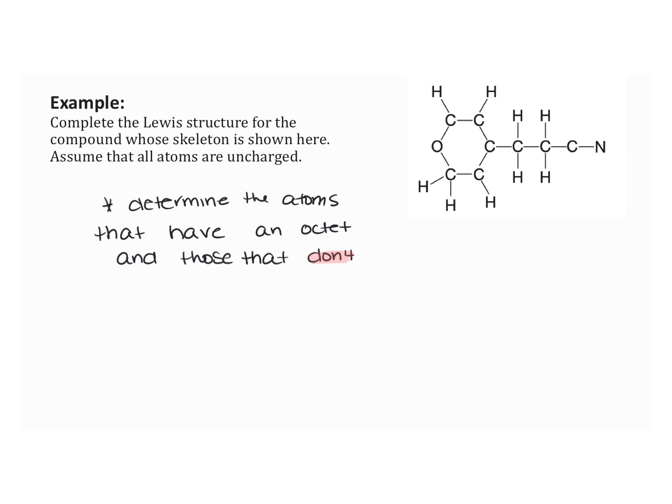When we look at this, this oxygen only has 2 bonds. It doesn't have any lone pairs yet. This carbon here only has 3 bonds. This carbon here only has 3 bonds. This carbon here only has 3 bonds. This carbon here only has 3 bonds. Now the other carbon next to it to the left, that's got 4 bonds, so we don't have to worry about it. That's got 4 bonds, that's got 4 bonds, that's got 4 bonds, but this carbon here only has 2 bonds.